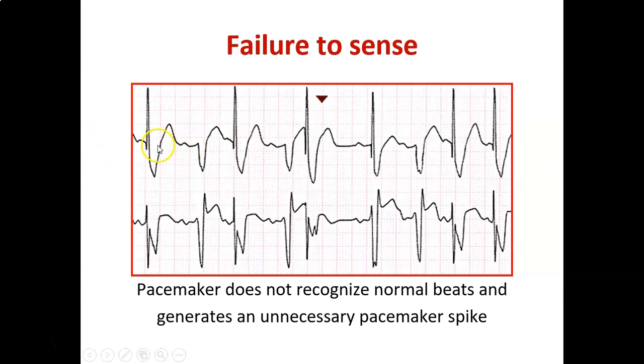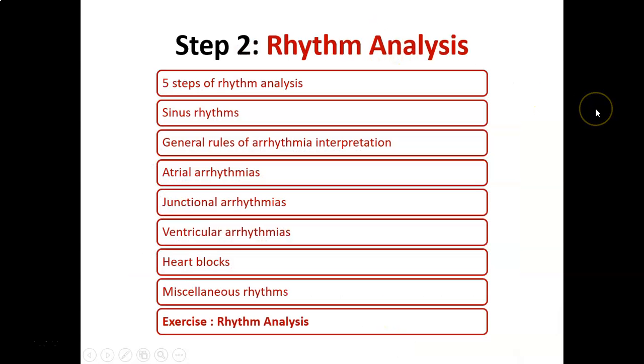If you see, the normal QRS complexes are coming, and in between the pacemaker generates its own spike. Somewhere the pacemaker is producing its own spikes. So the pacemaker does not recognize the normal beats and generates an unnecessary pacemaker spike. This is failure to sense.